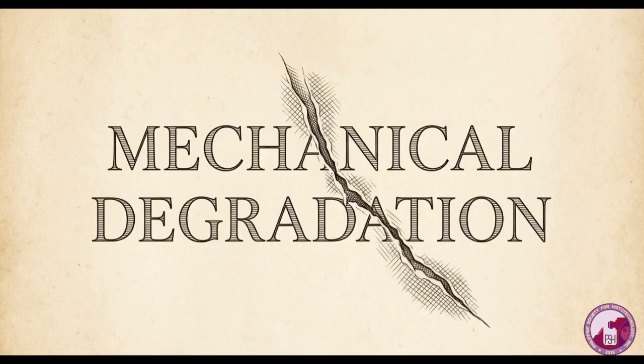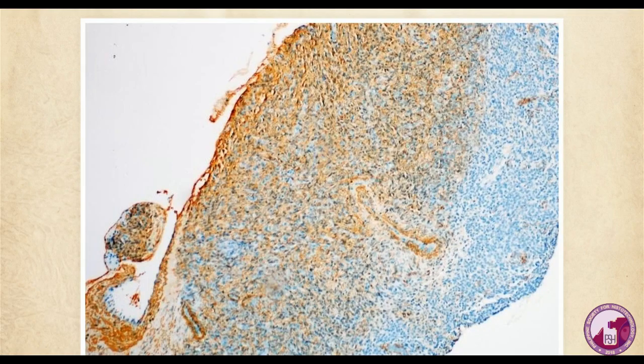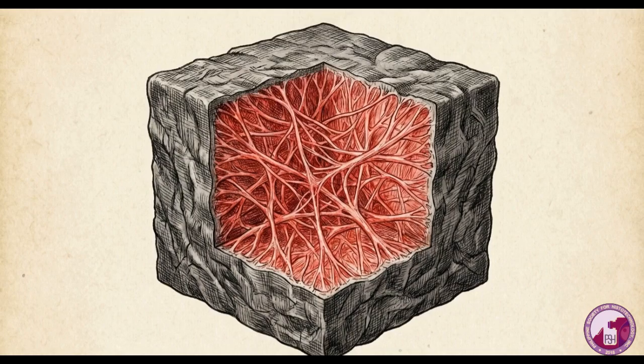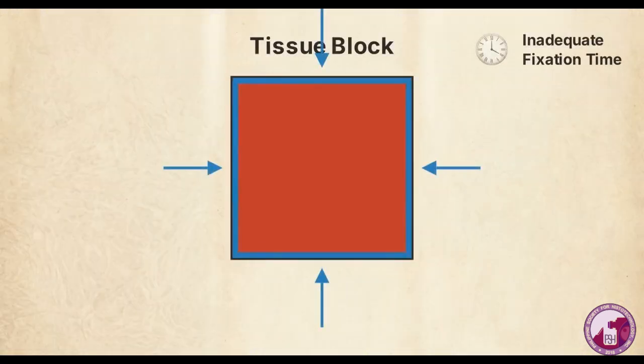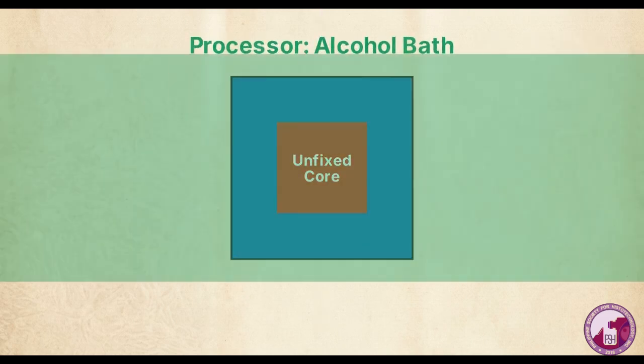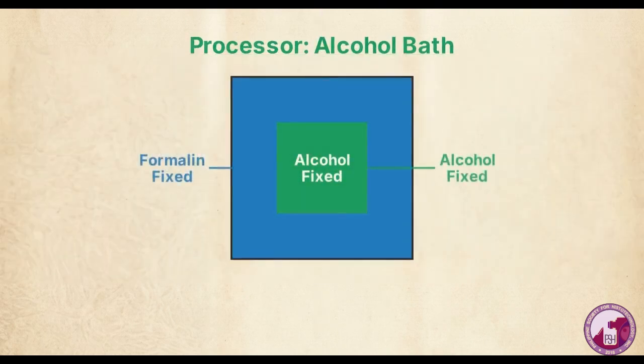Our final category decodes structural failures on the slide, mapping artifacts dictated by physical placement and spatial gradients. This SMA specimen demonstrates starkly uneven staining intensity across a single contiguous tissue section. This gradient is diagnosed as inadequate primary formalin fixation. The chemical failed to penetrate the deep core of the tissue block. Because the core is unfixed, it is later subjected to secondary alcohol fixation in the processor. This creates highly disparate antigen preservation across the exact same slide.